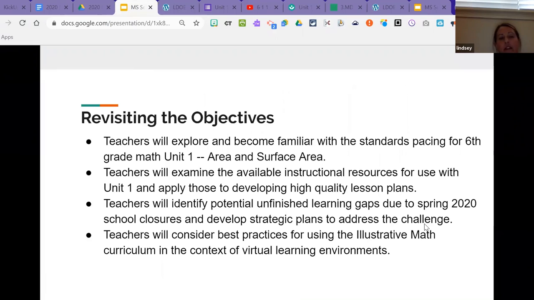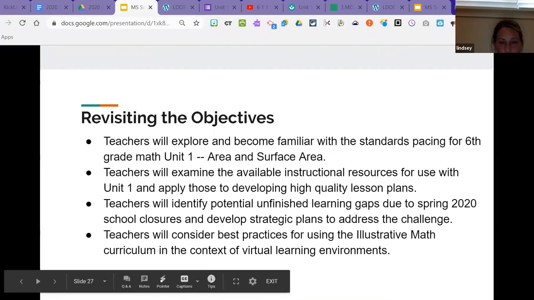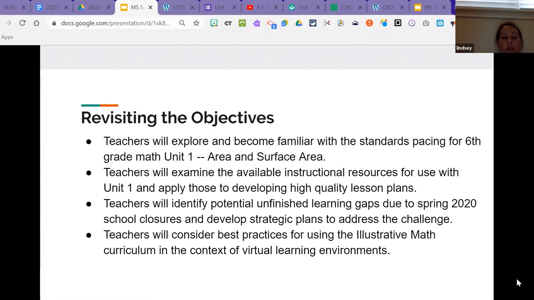And this is just revisiting the objectives that we went over today. We explored and talked about the standard pacing for 6th grade. Unit 1 is area and surface area. We examined the available instructional resources for use with Unit 1 and applied those to develop high quality lesson plans. We identified potential unfinished learning gaps due to the spring 2020 closures and developed plans to address the challenge. And we considered best practices for using the illustrative math curriculum in the context of virtual learning environments.